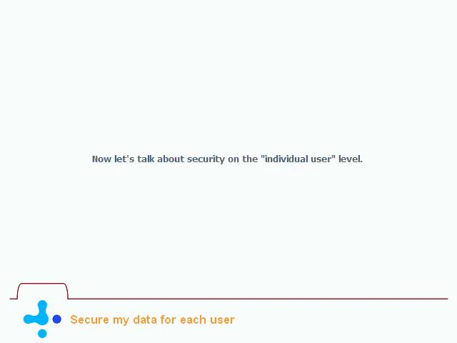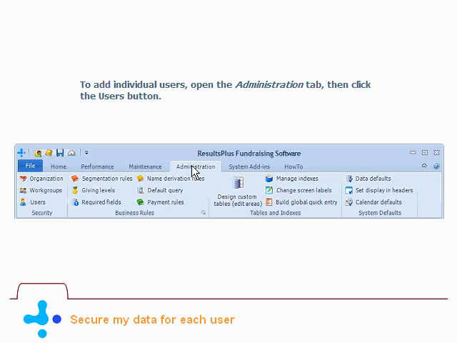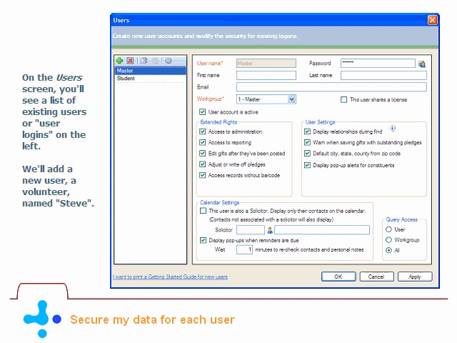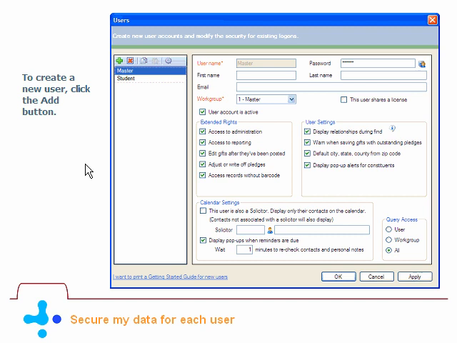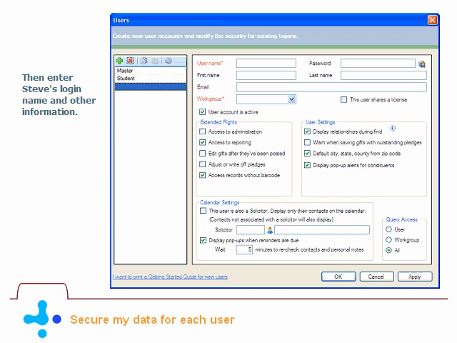Now let's talk about security on the individual user level. To add individual users, open the Administration tab, then click the Users button. On the User screen, you'll see a list of existing users or user logins on the left. We'll add a new user, a volunteer, named Steve. To create a new user, click the Add button. Then enter Steve's login name and other information.